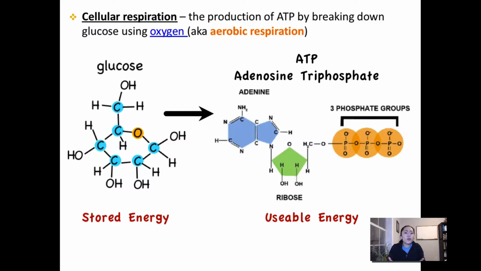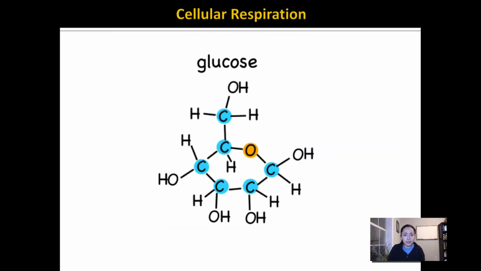Now you may be wondering, why do cells need both glucose and ATP? Why can't they just use glucose directly to do things? Well, that's a good question. Did you know that one molecule of glucose contains about 100 times more potential energy than one molecule of ATP? It would seem like glucose would be a better direct source of energy for cells to do work. But the truth is that glucose contains too much energy for cells to use directly.